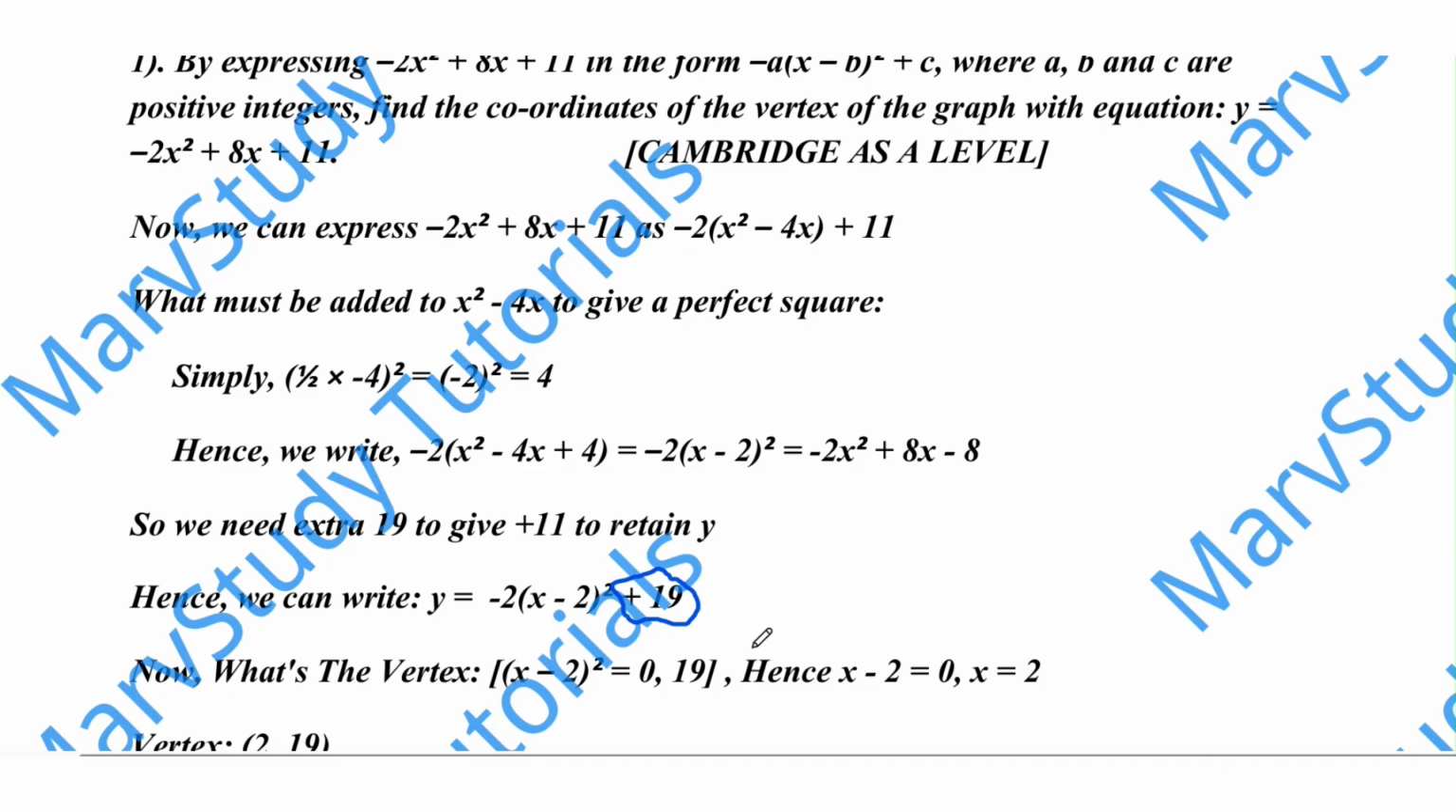Because the x value remains constant. If it lies on the x-axis, the x value remains constant. If it steps up, it still remains. It's just the y value that's going to change because there is a vertical translation and stuff like that. So our vertex is (2, 19).